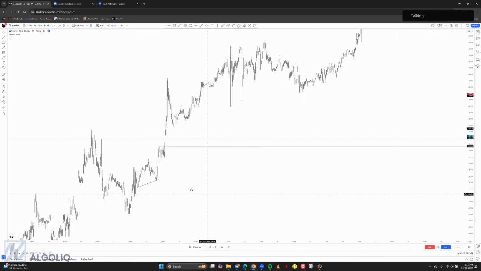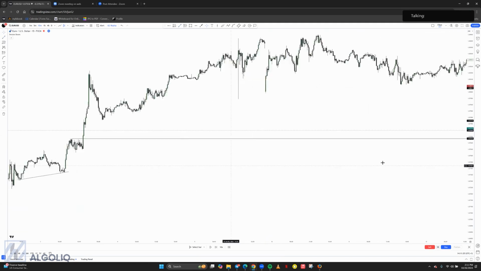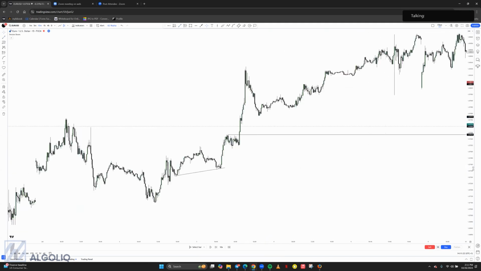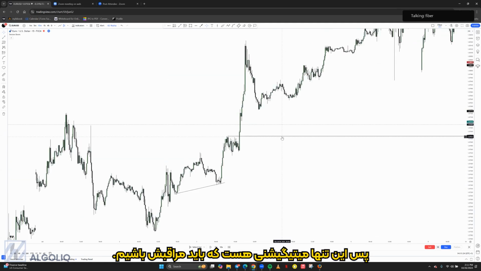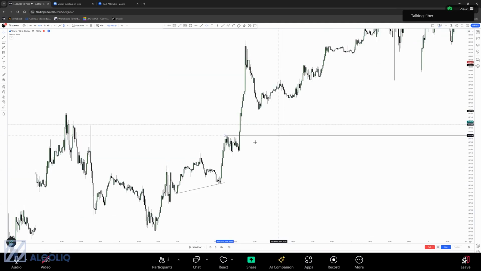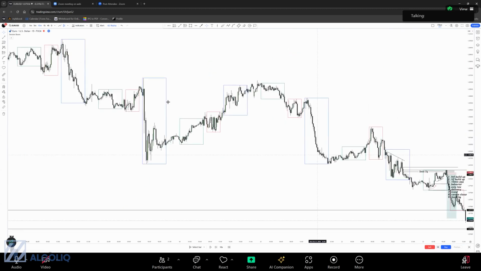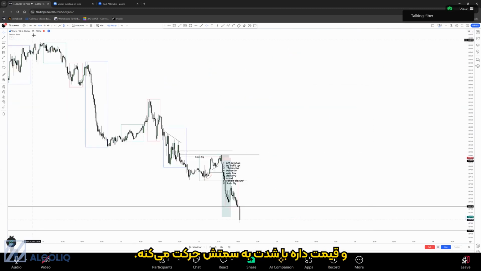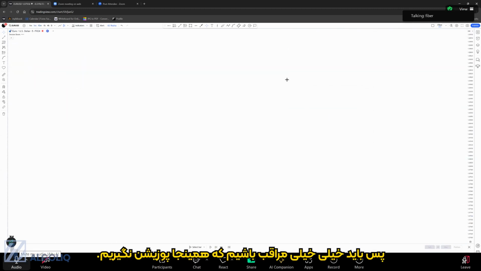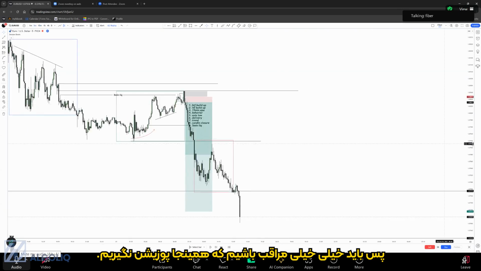All right. Let's see clearly. Okay, so this is the only mitigation we have to look out for. And price is heading toward it aggressively. So we have to be very, very careful in taking any position right here.